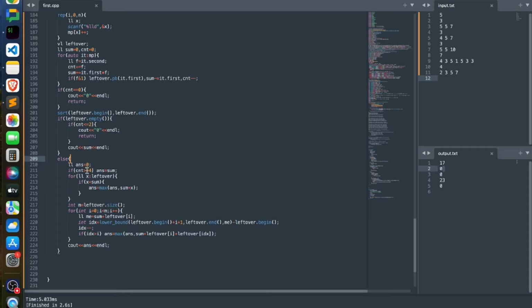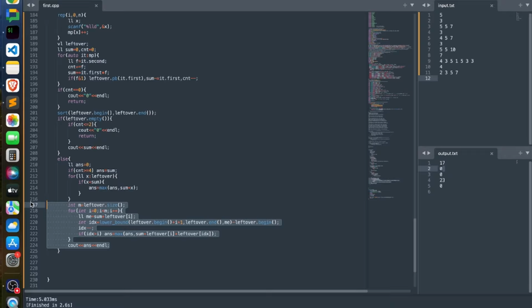If the leftover is non-empty, then you come here, and there are 3 choices. Either you don't take any, so in that situation your answer is going to be sum, or you take one leftover. If you take one leftover, then iterate through all the edges in the leftover. Just check if the edge of that leftover is less than the sum, right? We know that any edge has to be less than the sum of all other edges. If that condition holds true, then update the answer to the max of answer and sum plus x. So this was the case when you take one leftover.